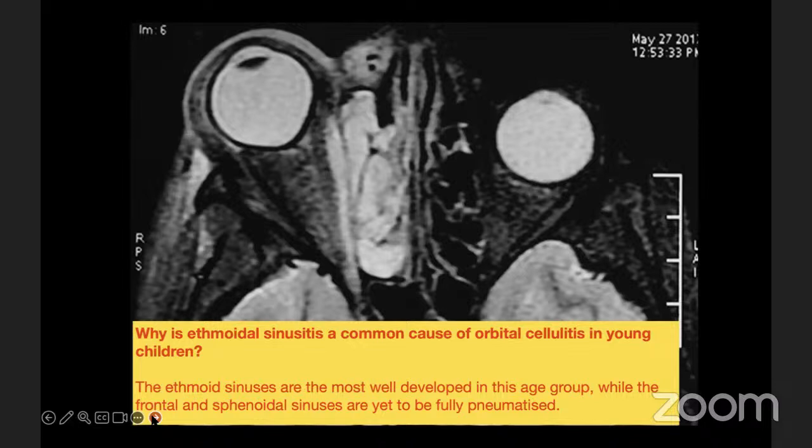Okay, so now when we said in the etiology that ethmoidal sinusitis is a common cause of orbital cellulitis, especially in younger children, why is that, right? Those are the sinuses which are the most developed and the most pneumatized in this age group. So in children especially, ethmoid sinuses followed by maxillary sinuses attain their maximum pneumatization first. Because of which, most of the infections are from these two regions, especially ethmoidal sinuses, and frontal and sphenoidal sinuses are yet to be fully pneumatized.